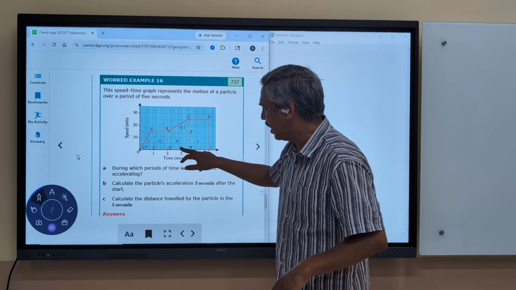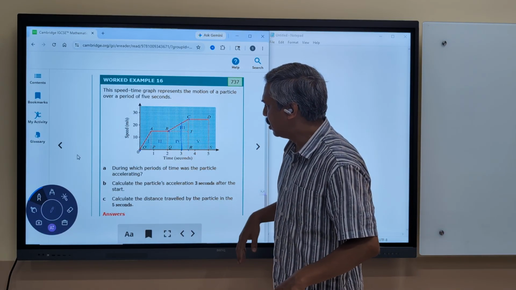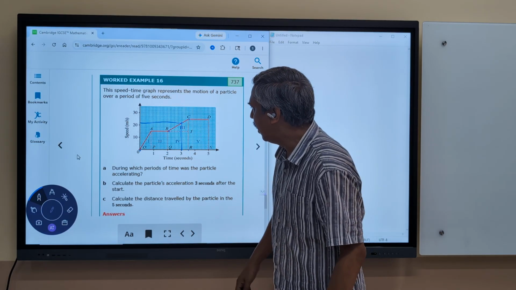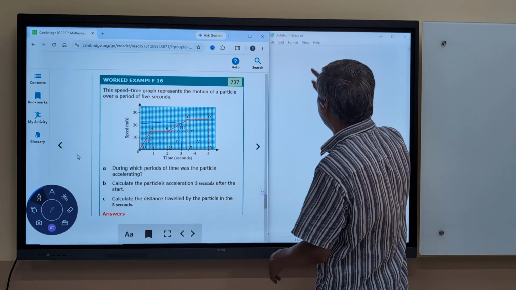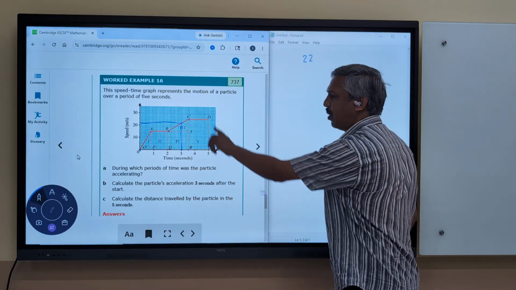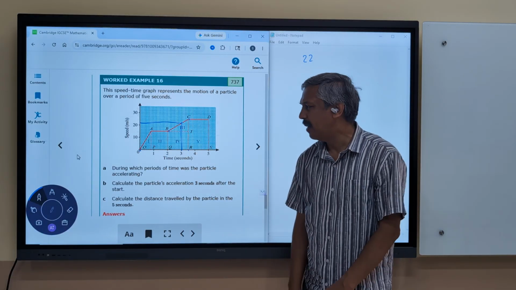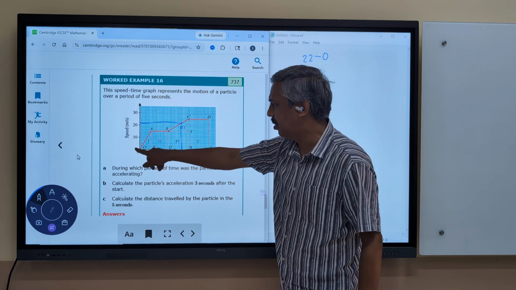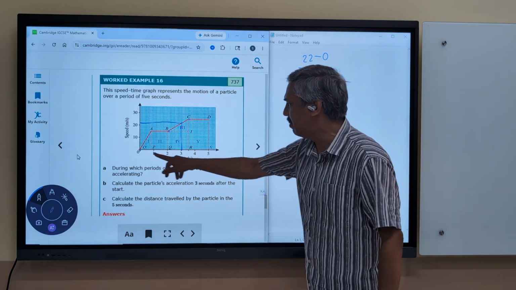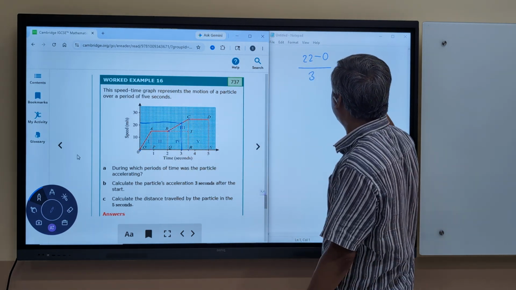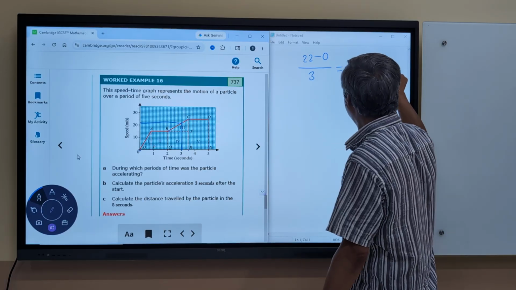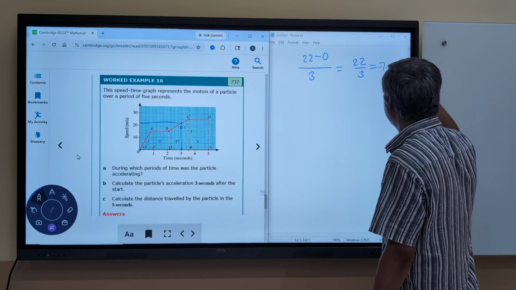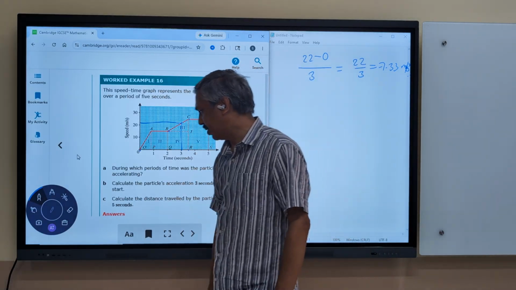So after 3 seconds, the speed is 22 or 23. I am taking 22. You know the exact value by drawing the correct straight lines. I am taking 22 meter per second minus initial speed was 0 divided by change of time is 3 seconds. So this is equal to 22 upon 3, which is equal to 7.33 meter per second square. That is the value of acceleration.